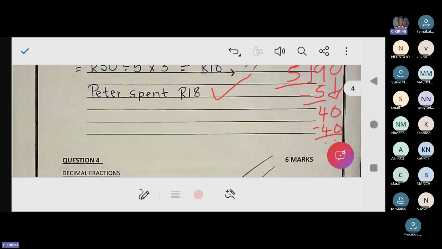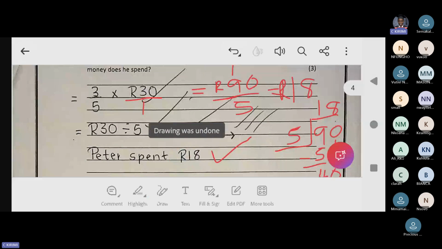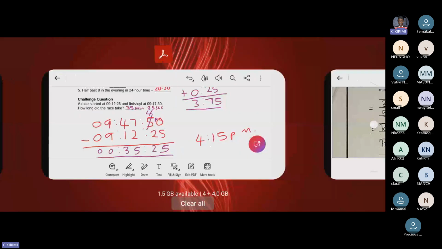So Peter spent 18 rands. Don't forget the units. This is money. We are not working in donkeys. It's money. It must have units, which is rands.